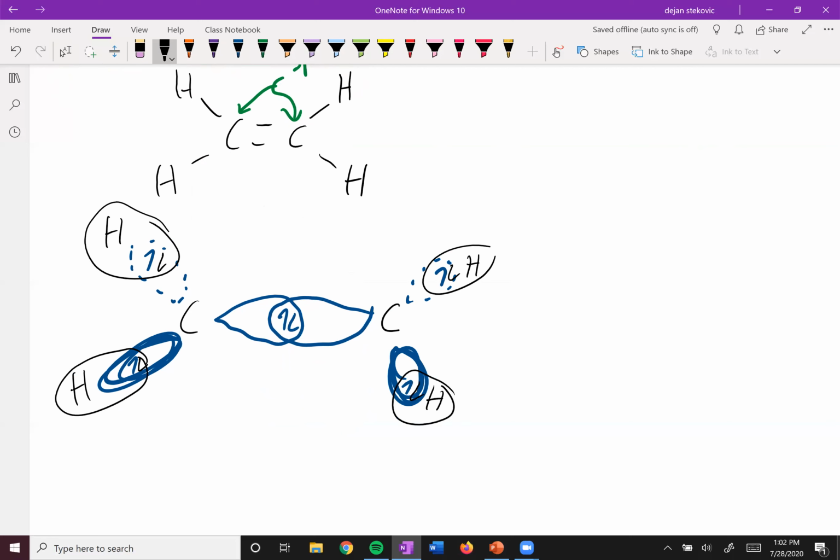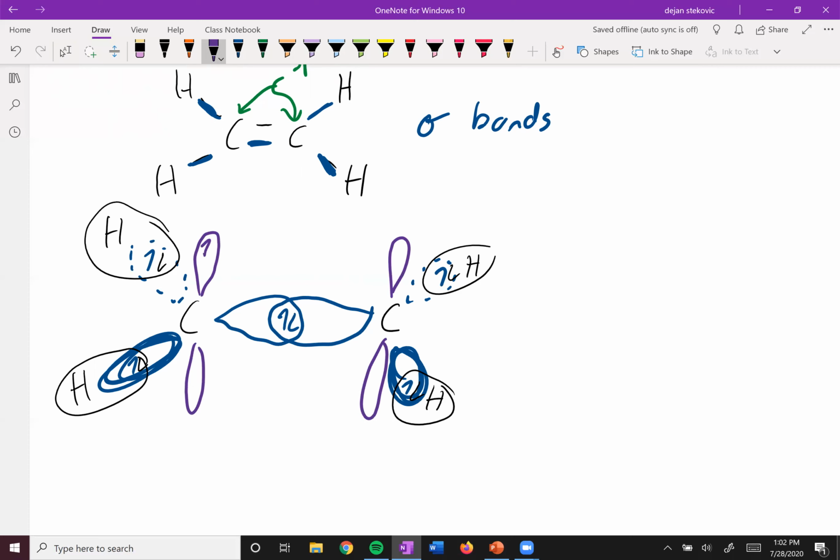Right, and so far what we've accounted for is all of our sigma bonds, right? All these in blue, we've drawn all of these, right? A single bond between the two carbons and single bonds between the carbons and the hydrogens. Those are our sigma bonds. But then each one of these carbons has a leftover orbital on it, right? It has an unhybridized p orbital that has one electron in each of them.